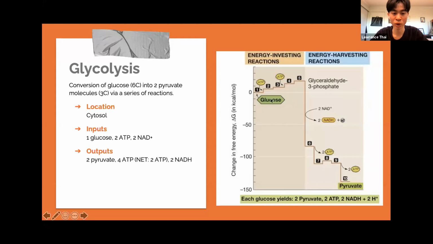And when it goes from glucose to pyruvate, it's a partial oxidation, because you've got 2 NAD+ being reduced into 2 NADHs. So it's a partial oxidation. I'm not going to go through the locations and the inputs and outputs. You can go through this in your spare time.